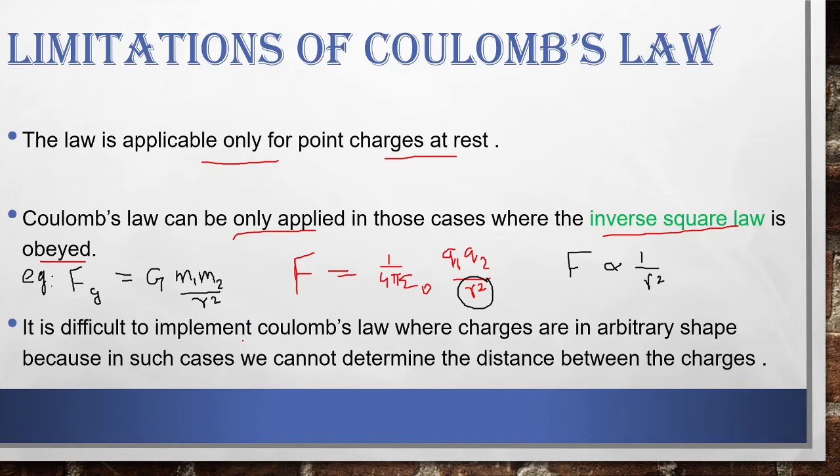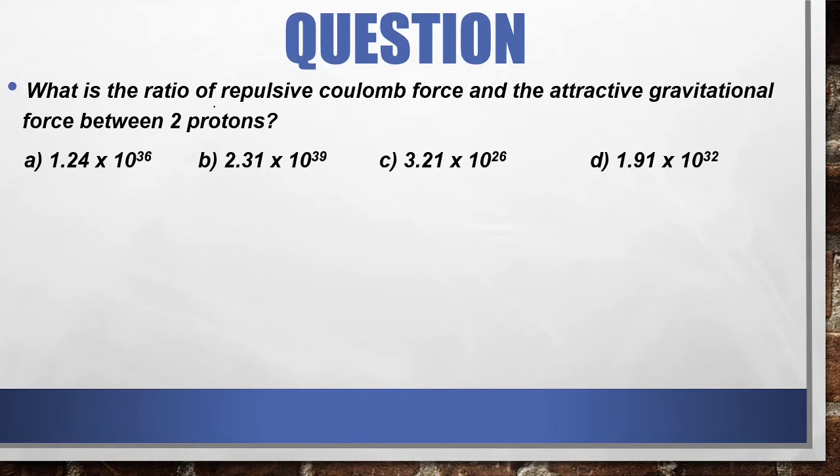It is difficult to implement Coulomb's law where charges are in arbitrary shape because in such cases we cannot determine the distance between the charges. Arbitrary shape means just a random shape. So these are the limitations of Coulomb's law. So now let's do a question.